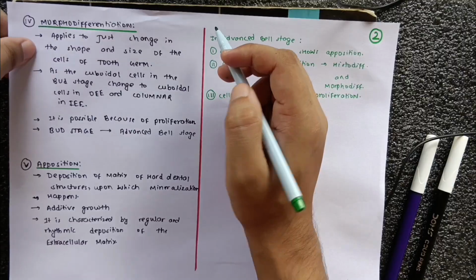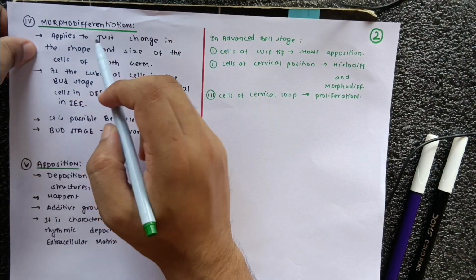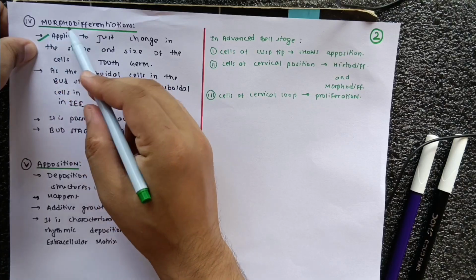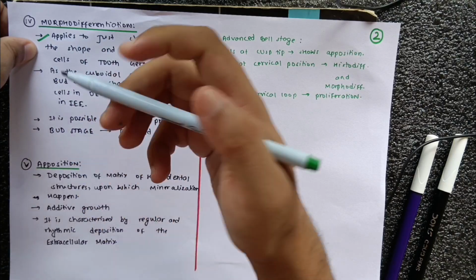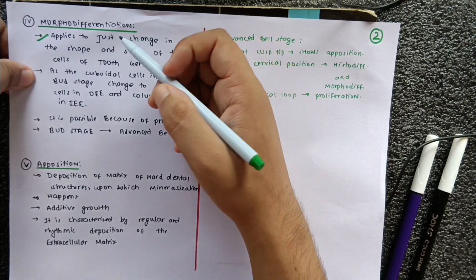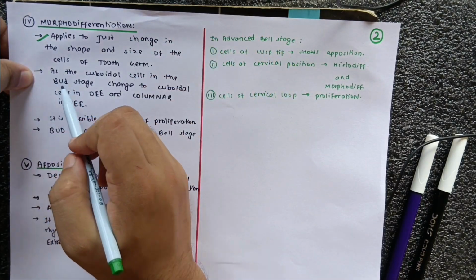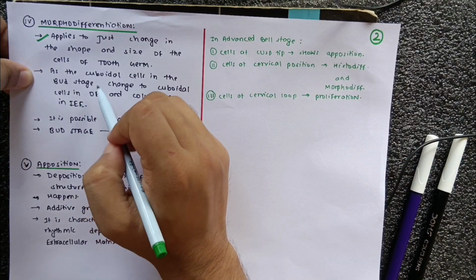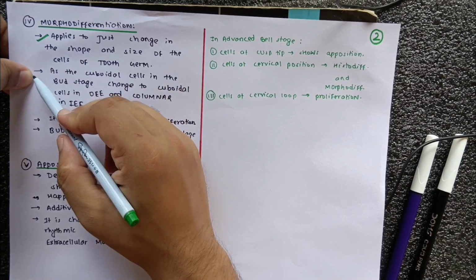And the morphodifferentiation, as I have written here, applies to just change in the shape and the size of the cells of the tooth germ. Morphodifferentiation means there is change in the shape and the size of the cells of the tooth germ. Similarly, as I have written here, the cuboidal cells in the bud stage change to the cuboidal cells in the outer enamel epithelium and the columnar inner enamel epithelium.